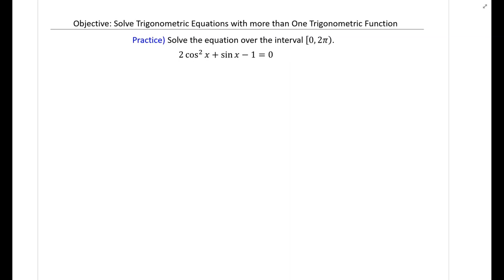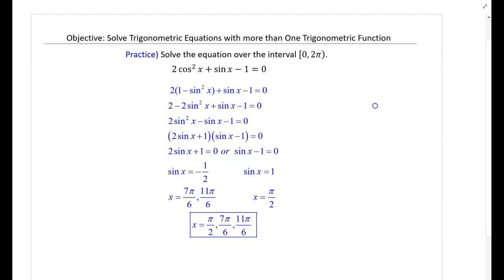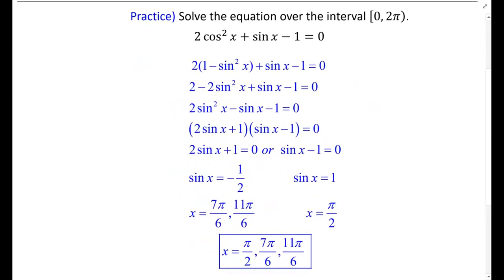All right, hopefully you paused the video. Here are the solutions. We have 2 cosine squared x plus sine x minus 1. Well, I'm going to swap out this cosine squared. I can't factor this since my trig functions are different types of functions. So I'm going to change cosine squared to be in terms of sine squared. So 1 minus sine squared x. And after we distribute and combine like terms, we get 2 sine squared x minus sine of x minus 1 equals 0. We'll need to factor that and then go ahead and solve.